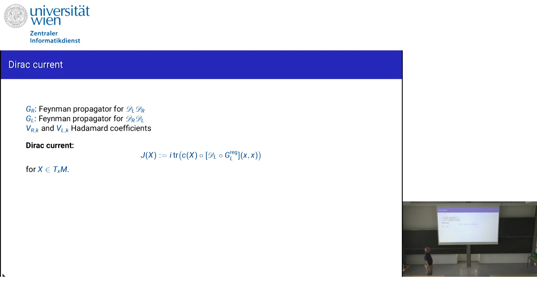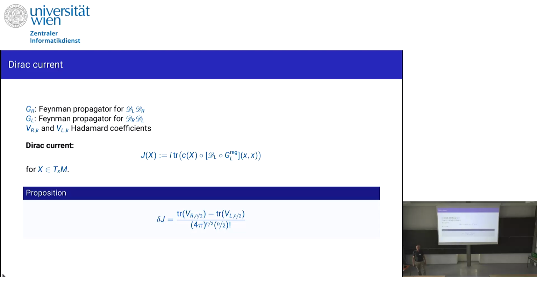And why is this interesting? Well, here's the proposition. Namely, if you compute the codifferential, and we will see this again in a moment, the codifferential of that gives us a function, and then a local computation shows that this can be expressed in terms of these Hadamard coefficients for both V_R and V_L. And in fact, there's only one degree occurring here, namely the degree n/2. So this is for even dimensions. That's a quite tedious computation, which took us a long time to actually get. But anyway, you can do a local computation to compute this. Okay, so we have the Dirac current defined in this way. Its codifferential looks like this. It's expressed in terms of Hadamard coefficients.